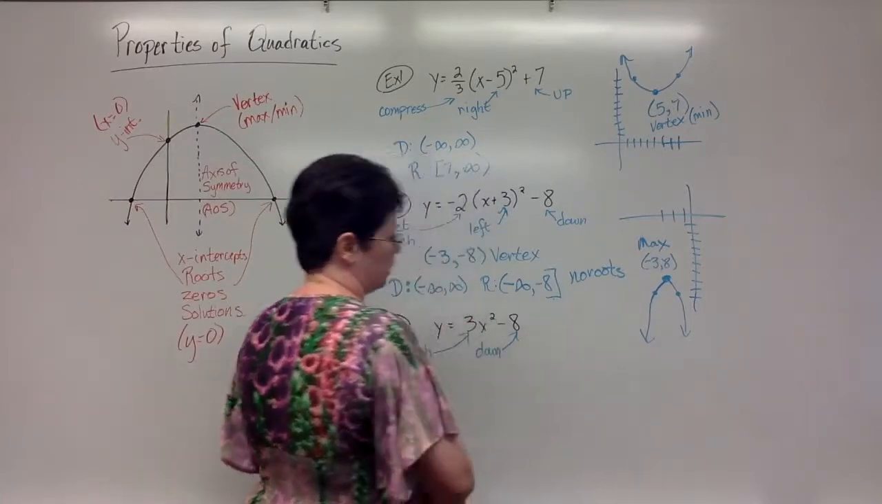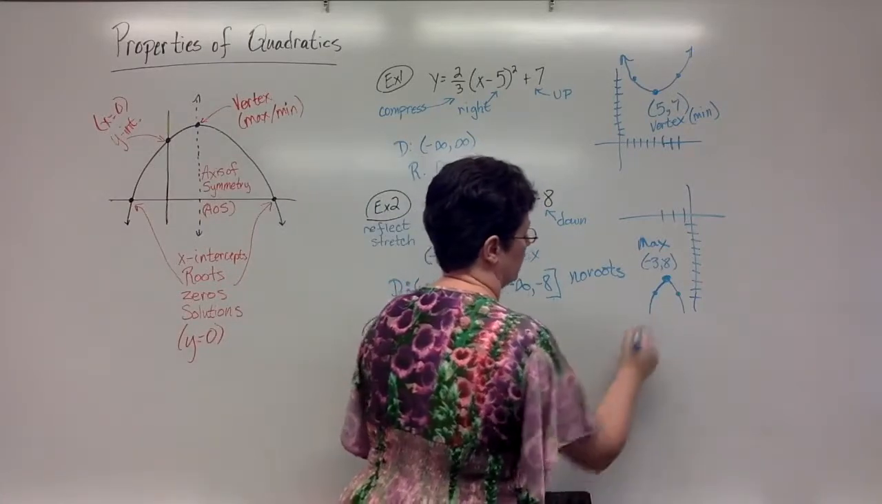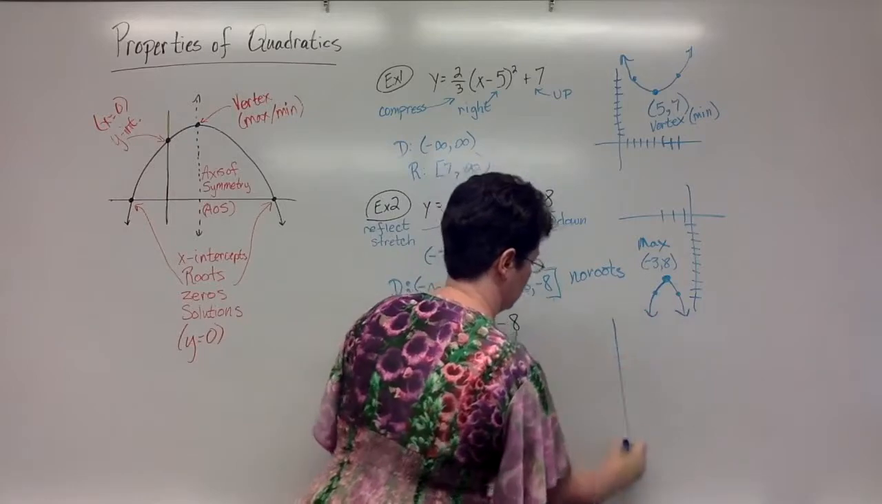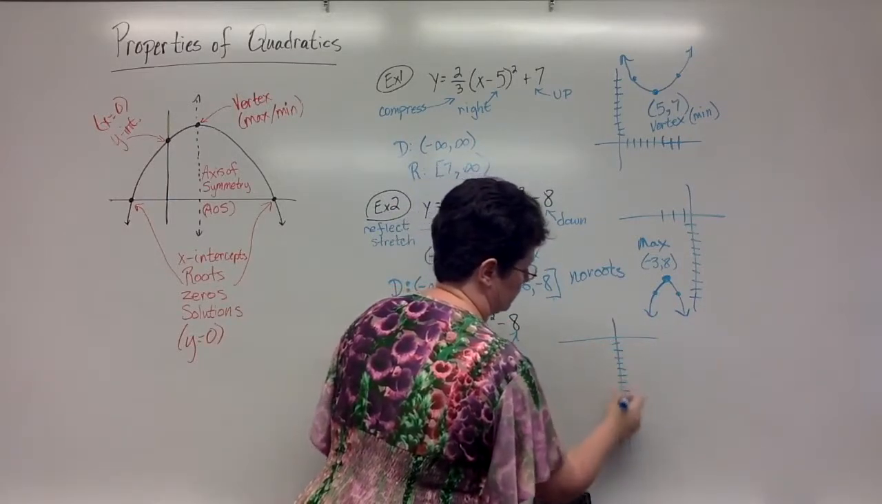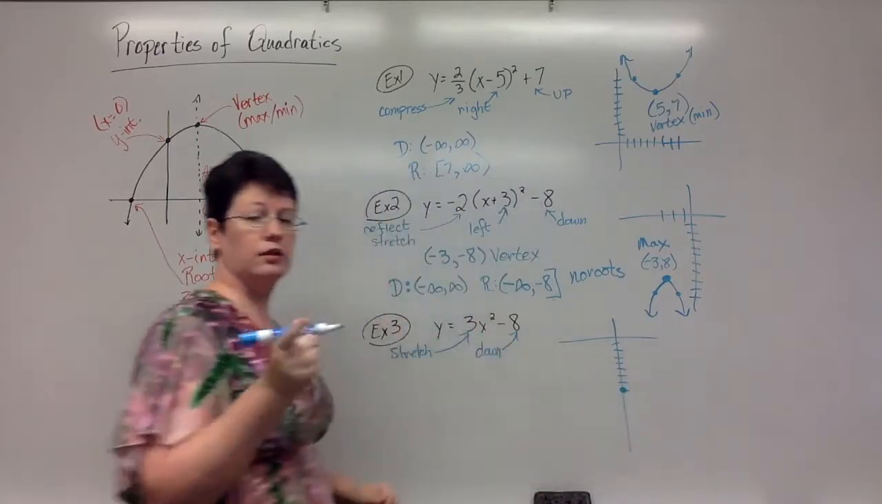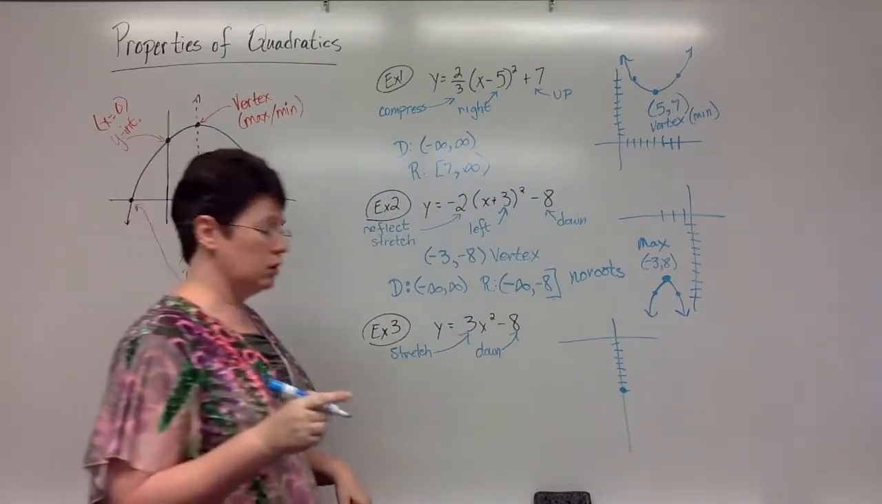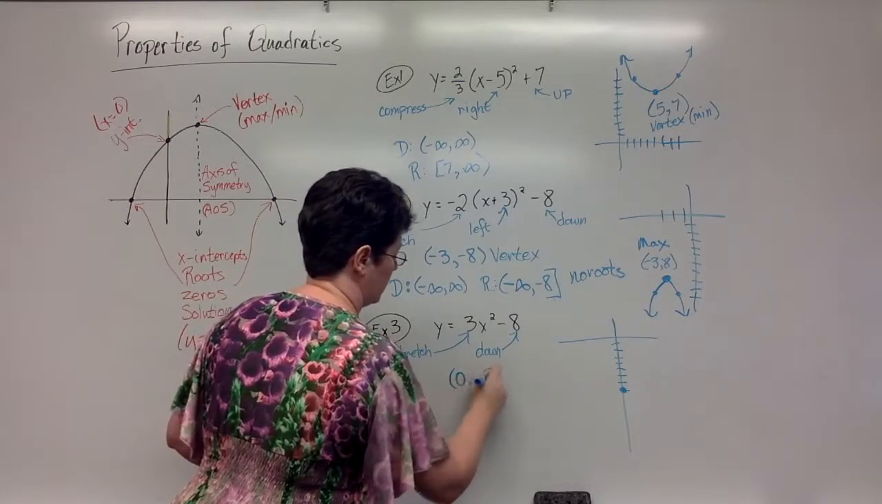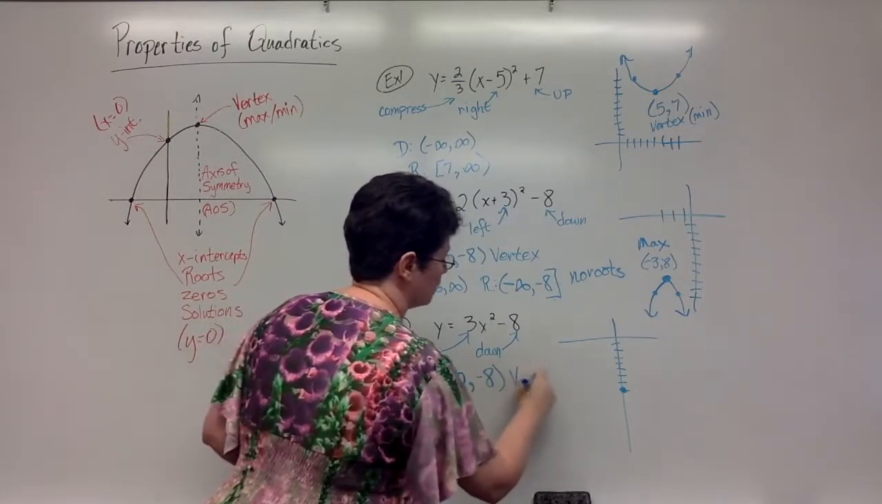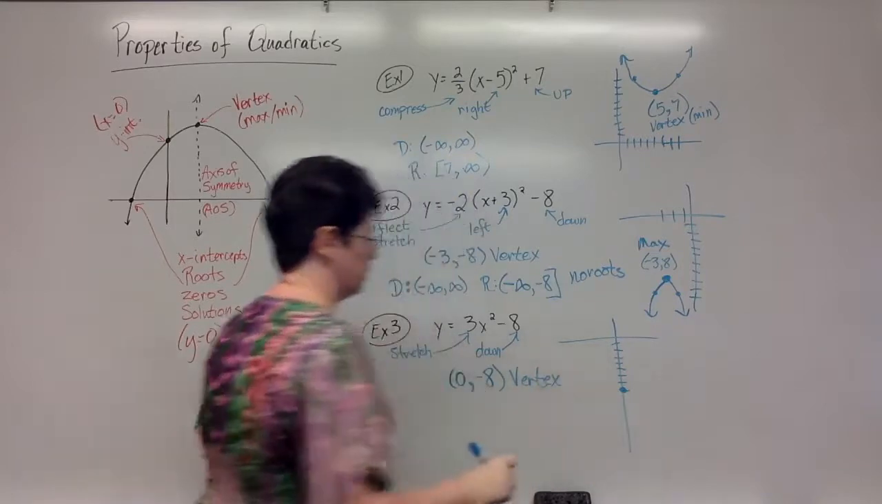So if I draw this graph, it's just going to go down 8 and stay right on the axis. So what is that coordinate? That coordinate would be 0, -8. That is my vertex. It's my new starting point.